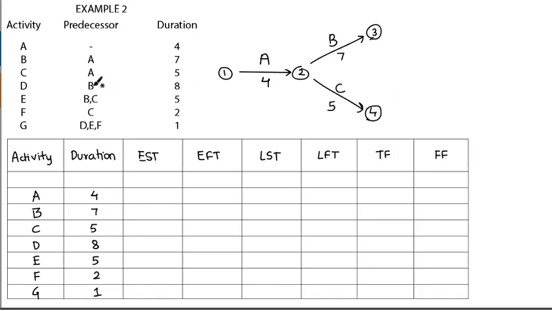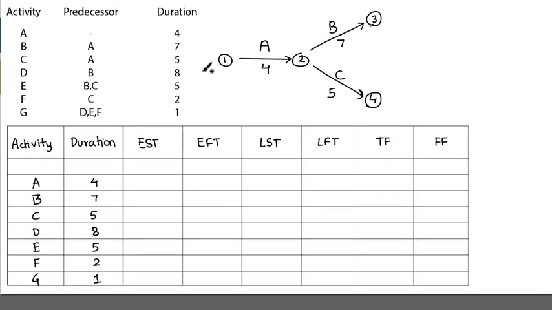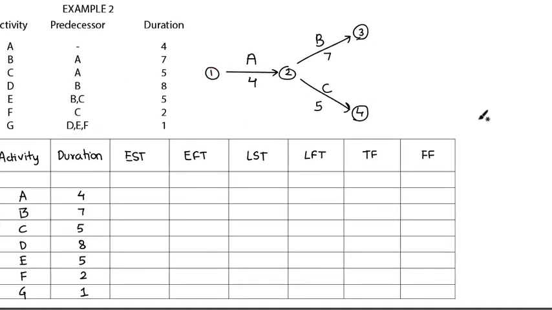D is coming from B. Okay, now D is coming from B. E is coming from B and C, so all you can do is draw a dummy activity here. When B is completed and C is completed, you will get E. There will be node 6, that will be E.